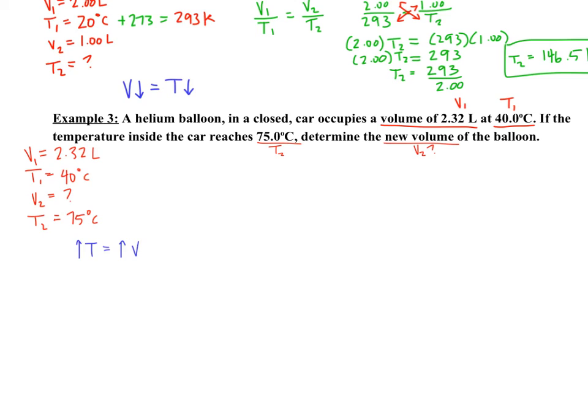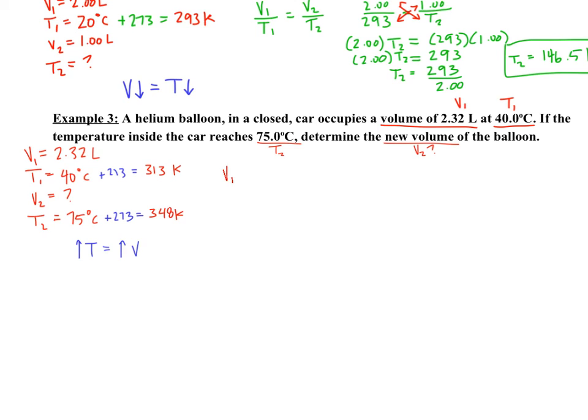So the equation, actually I almost forgot something. We need to convert our temperature to Kelvin. So to do that, I'm going to take my degrees Celsius and add 273. Alright, so T1 is 40 degrees plus 273 gives you 313 Kelvin. And T2 is 75 degrees plus 273 gives me 348 Kelvin. So now I've got my temperatures in Kelvin.